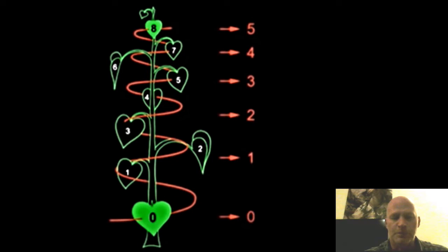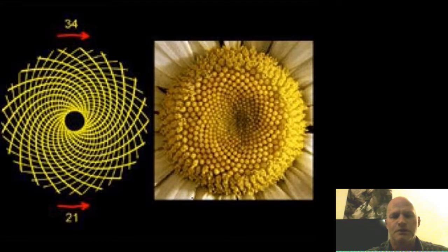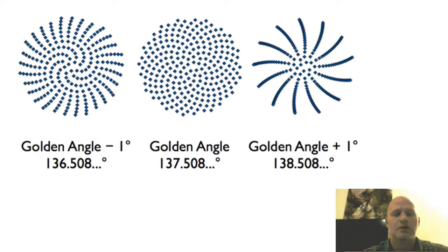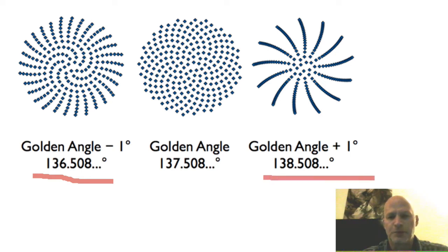By doing this, each leaf has a maximum exposure to sunlight at an upward angle of growth and a maximum exposure to absorb raindrops. Here you can see the ratio of 21 to 34. This is the ratio and pattern of the florets in the center of the plant. Now let's look at this again. Now you compare the angles of 136.5 on the left and 138.5 on the right with the golden angle in the center. The one in the middle is the perfect angle for the flower to hold the maximum amount of florets.